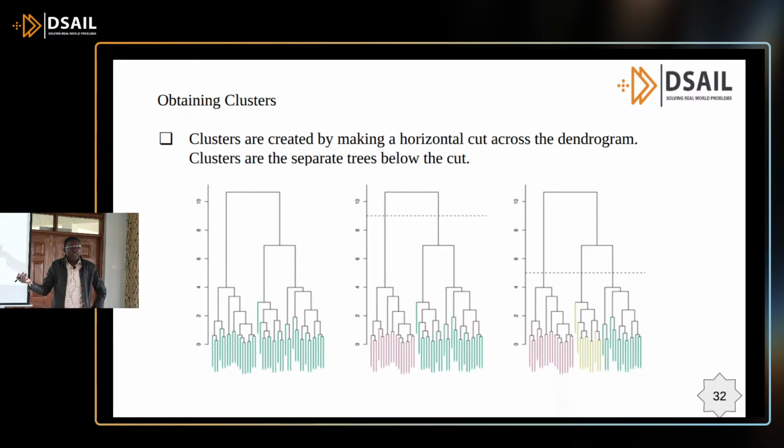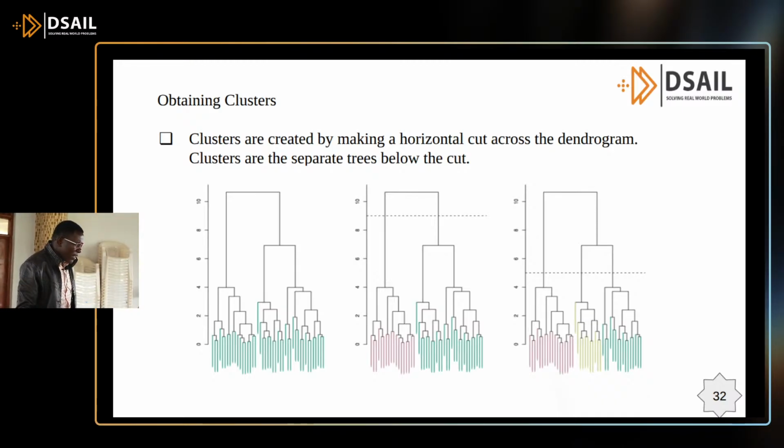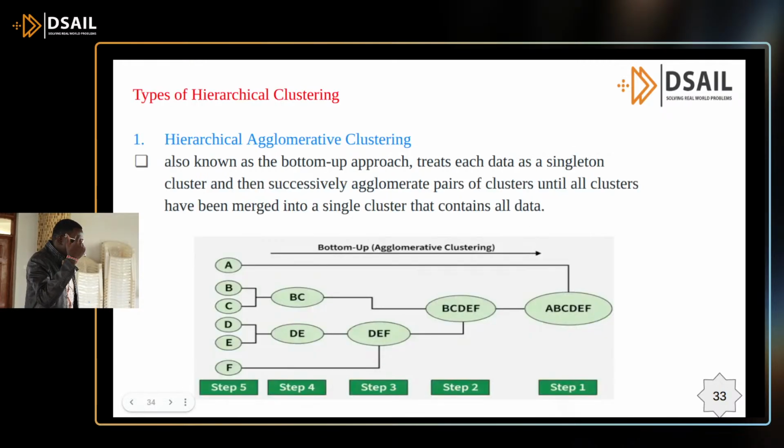Is that a good thing? It's up to you to decide. If you cut it from here, you'll end up having this as one cluster, this another one, and this another. So it's upon you to decide if you want more clusters or not. And then there are two types of hierarchical clustering. One is agglomerative clustering, which is a bottom-up approach.